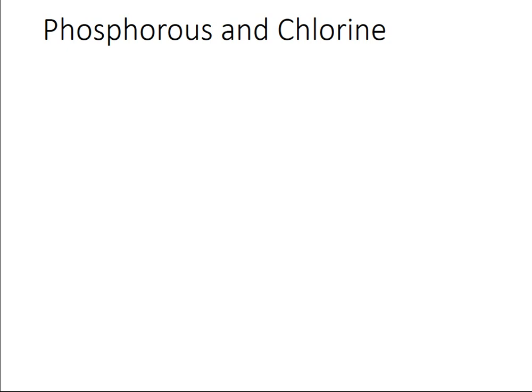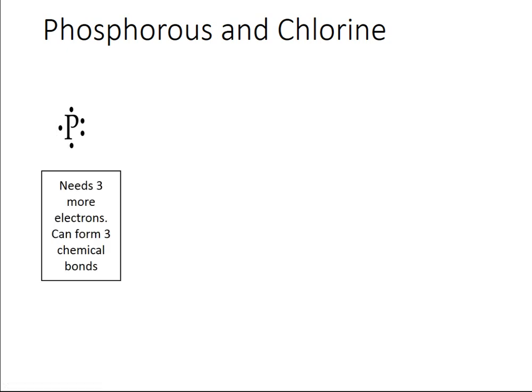Now, let's take 2 of these elements. Let's say we have phosphorus, which has 5 electrons, a single pair, and 1, 2, 3 unpaired electrons. If you want phosphorus to form a chemical bond, you need to bring in 1, 2, 3 more electrons so that you complete the pairing process. So what do we do? I have phosphorus. The phosphorus needs 3 more electrons. Therefore, it can form 3 chemical bonds.